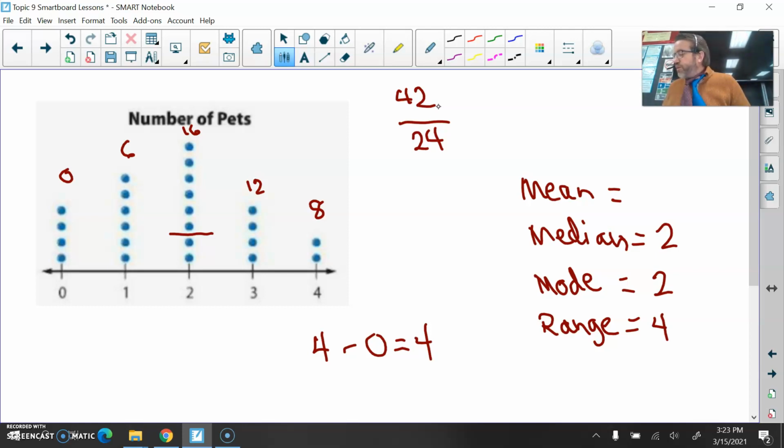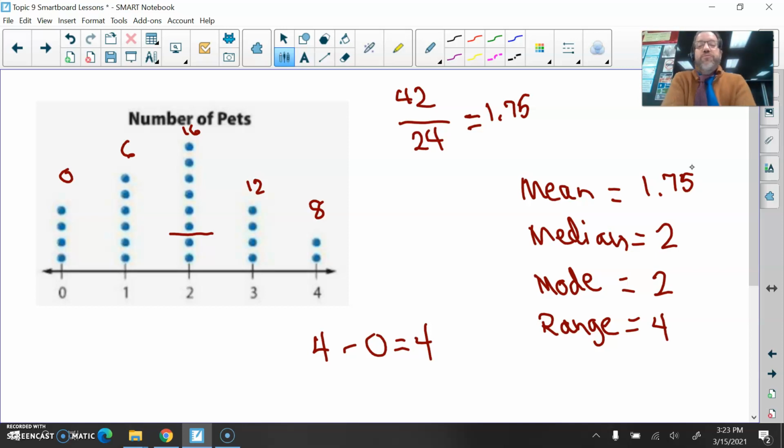42 divided by 24, I'm using my calculator here, equals 1.75. So we have a mean of 1.75. What that means is the average number of pets is 1.75 pets per student.